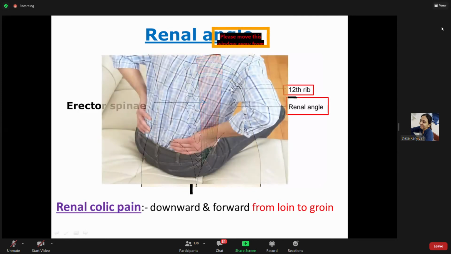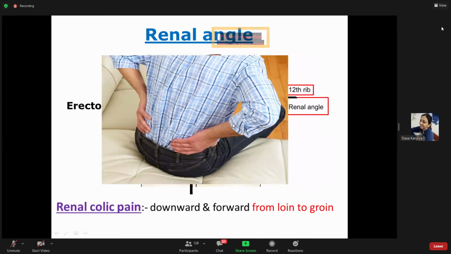Here I will show you the figure. The patient particularly puts both hands on the back side over the renal angle. He feels the colicky pain over this area, and then it extends downward and forward towards the groin area, the area between the thigh. That is the groin area. So one of the significances of this renal angle is the renal colicky pain.